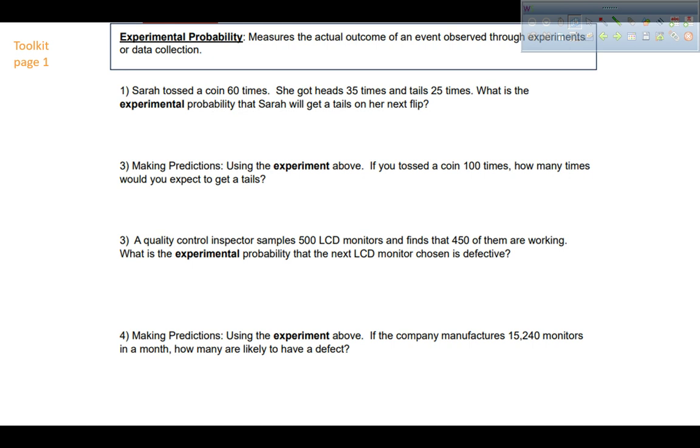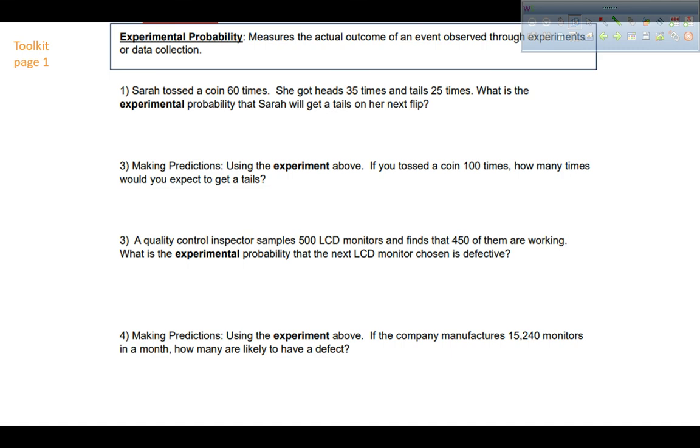So you are going to be given data that someone did something to get, okay? So it's an experiment. It's not what you'll learn later, theoretical, something that could happen. It's something that did happen. Someone did something to get these numbers, okay?